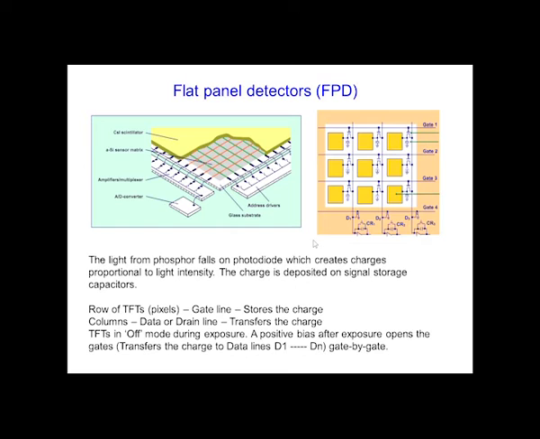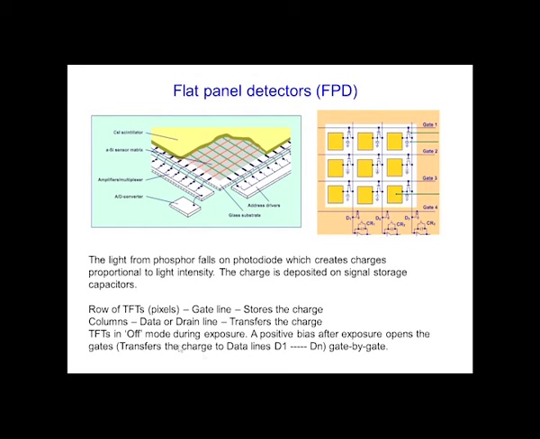So, first you expose and then store the charge, and afterwards when you finally want to send this signal to the image processor, you need to excite these TFTs with a small positive bias, which will release the charge, and that charge will be transferred through these columns or data lines. This is why they are known as drain lines, because they will drain out the charge which is stored.